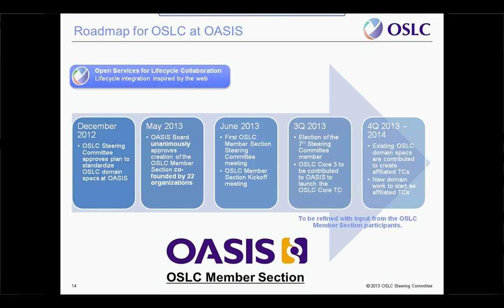But beyond that, we've got a whole bunch of domain specs, and we'll also be looking into those. There are existing domain specifications at OSLC covering a fairly broad range of topics related to ALM, related to service management, related to PLM, and all those things need to find, over time, a home at OASIS. Which ones we get there first really needs to be driven, I think in a large way, by the interest and the involvement from the members in the member section. And as well as all those existing things, we know that there is interest in whole new domains. So new domain work may also be something that we need to get started in affiliated TCs inside of the OSLC member section.